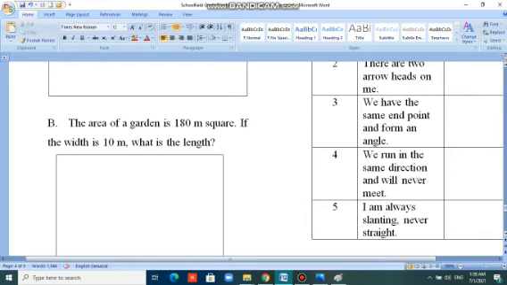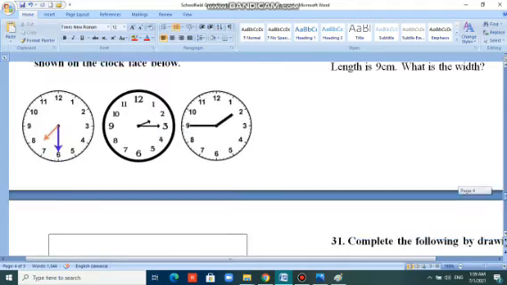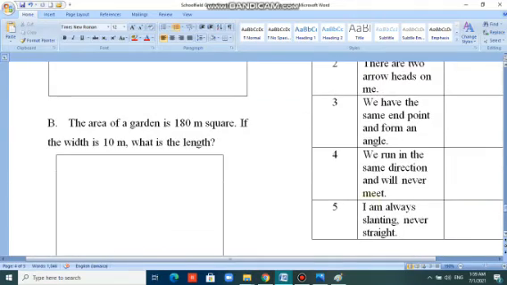So how do we find the length? By looking at the formula. Here is length. So length equals area divided by width. Alright, so they already give us the area, which is 180 meters square, and they also give us the width, which is 10 meters. So we're going to divide the area by the width. Alright, so let us go.